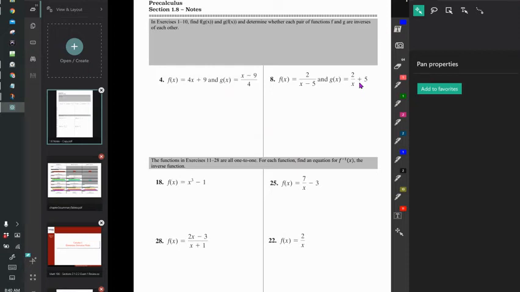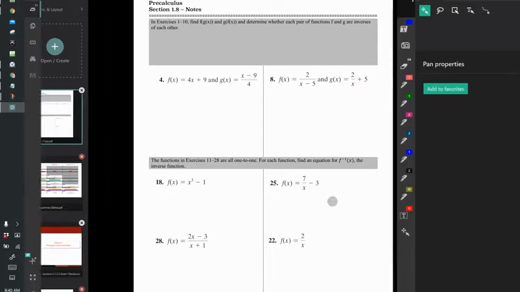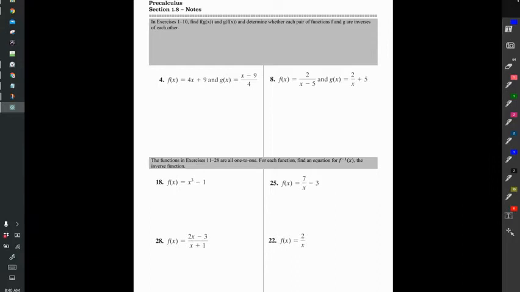Okay, welcome folks. Section 1.8, we're just going to do the front page in this little video, and then we'll probably do the rest of this in class, but we'll record that too. But just to get started, we're going to talk about inverse functions in section 1.8. This is what this is all about, is inverse functions.